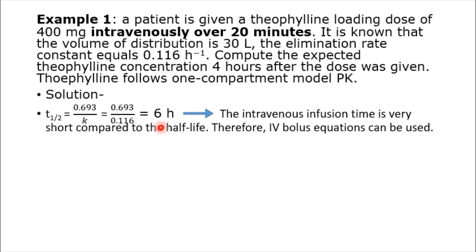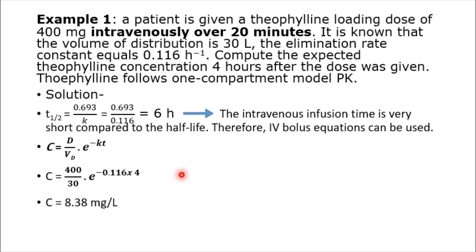processes, and then we can use the IV bolus equation for the calculation of the plasma concentration as follows. Plasma concentration at any time, we have the dose here, which is 40 milligram, and we have the volume of distribution, which is 30 liters, and we have the elimination rate constant, and the time which is required here in the question, which is 4 hours, and the result will be 8.38 milligram per liter.